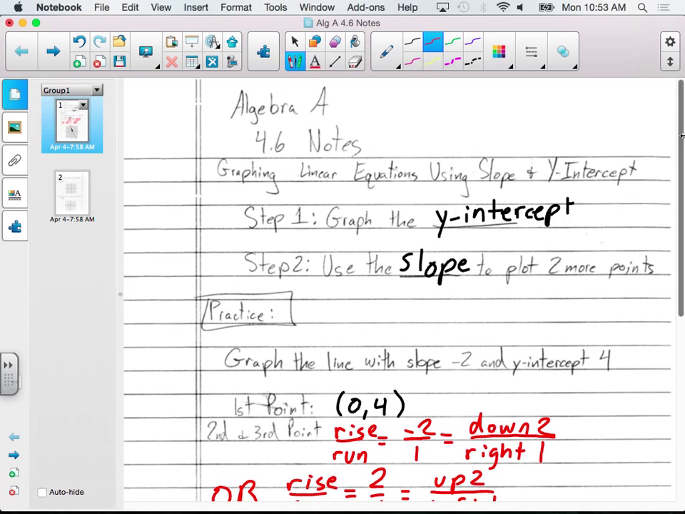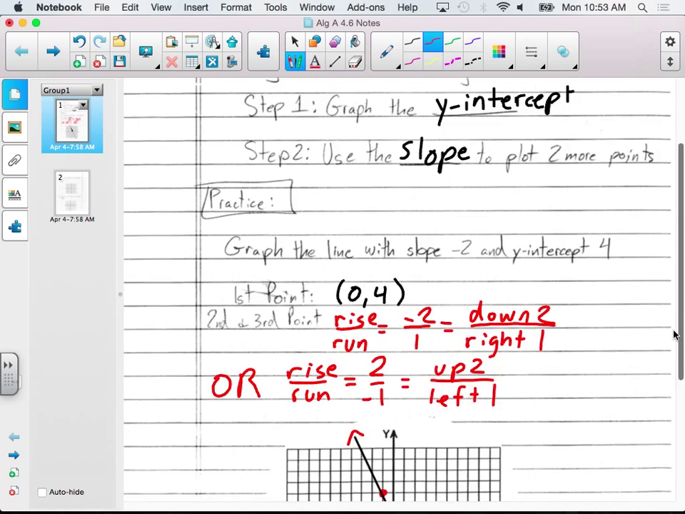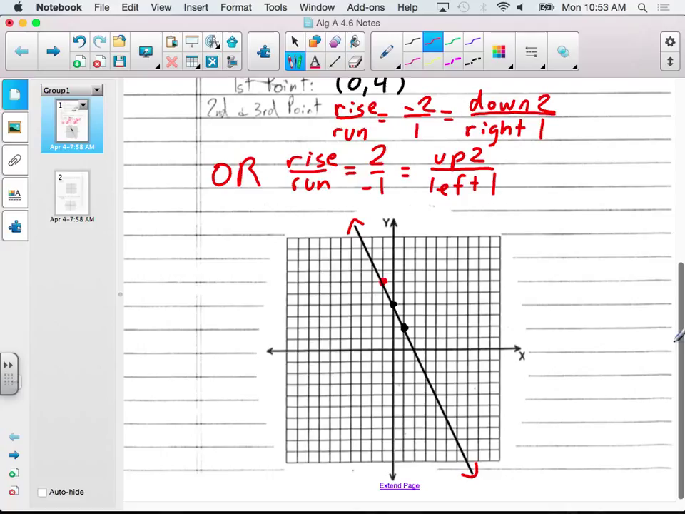The title of our notes, the first thing it says, is using slope and y-intercept to graph linear equations. So, we use a y-intercept, right? And then we use slope to graph 2 more points. Does everyone see how that works? You have your intercept and slope, and from that you can make your own graph.